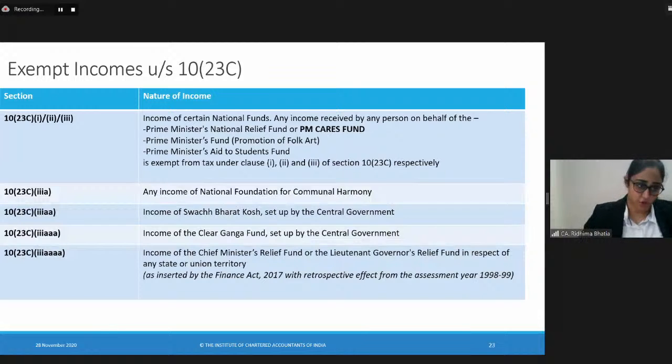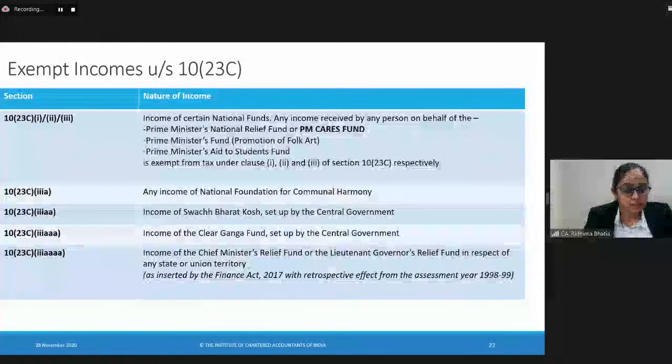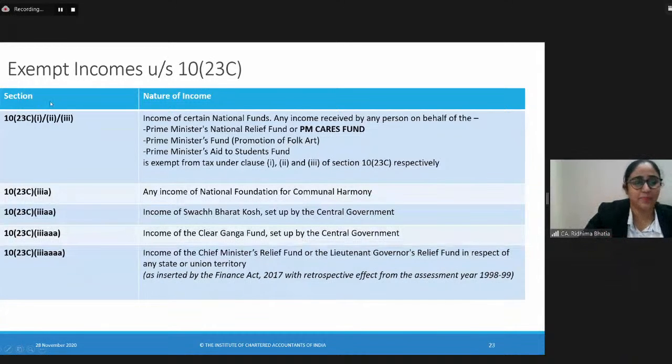Then we have 10(23C) subclause 3A, National Foundation for Communal Harmony. Again, their income is exempt. Swachh Bharat Kosh, whatever amount goes there, is exempt under subclause 3AA, sorry. Then under subclause 3AAA, Clean Ganga Fund is also exempt. You get a 100% donation deduction under 80G; here it is exempt. And then the Chief Minister Relief Fund, Lieutenant Governor's Relief Fund, all such incomes are exempt under subclause 3AAAA.